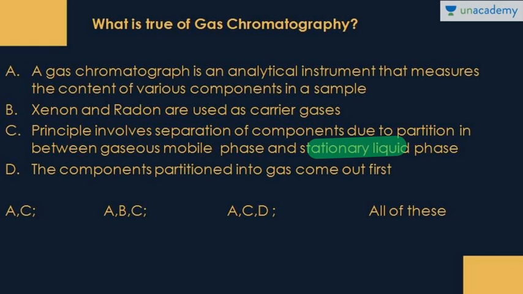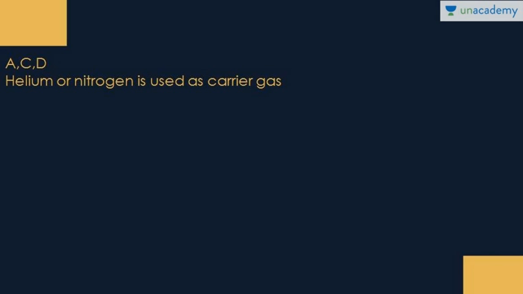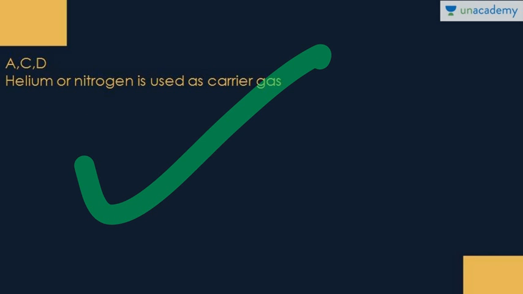If you look at D, the components partitioned into gas come out first. Yes, absolutely correct. They come out first due to their volatility. And if you look at B, xenon and radon are used as carrier gases. This one is wrong. Why? Because mostly helium and nitrogen are used as carrier gases. So we here have only A, C, D as the correct options.